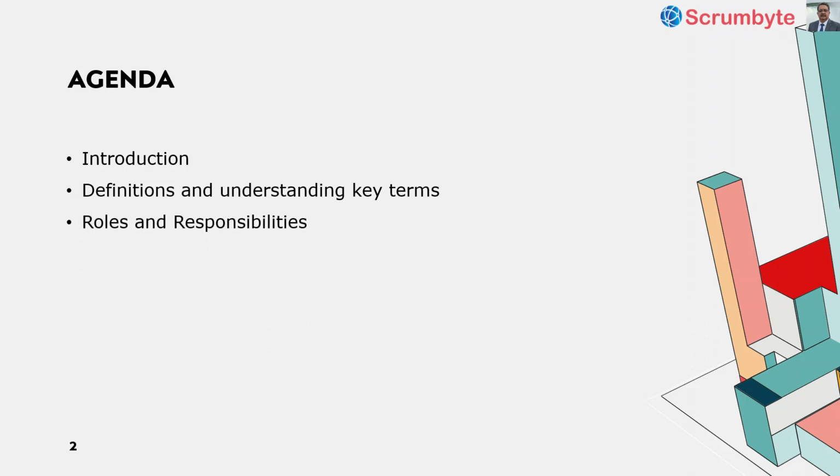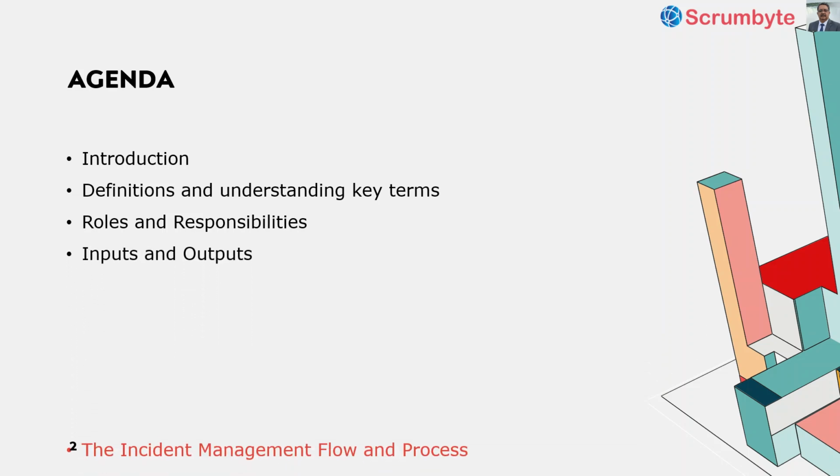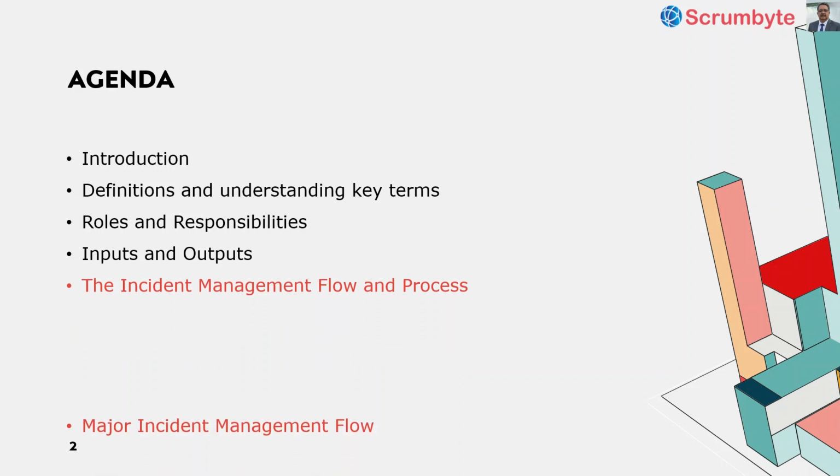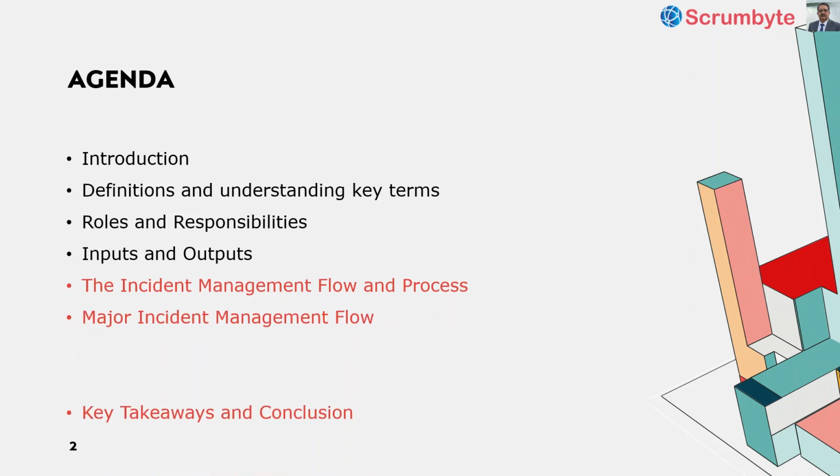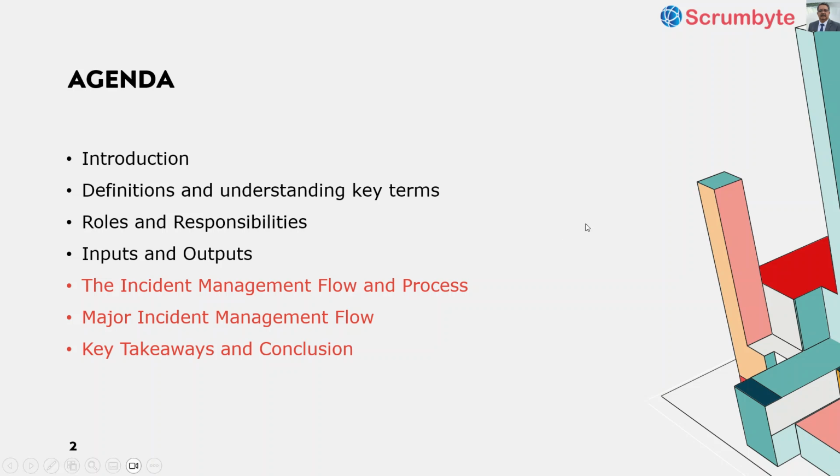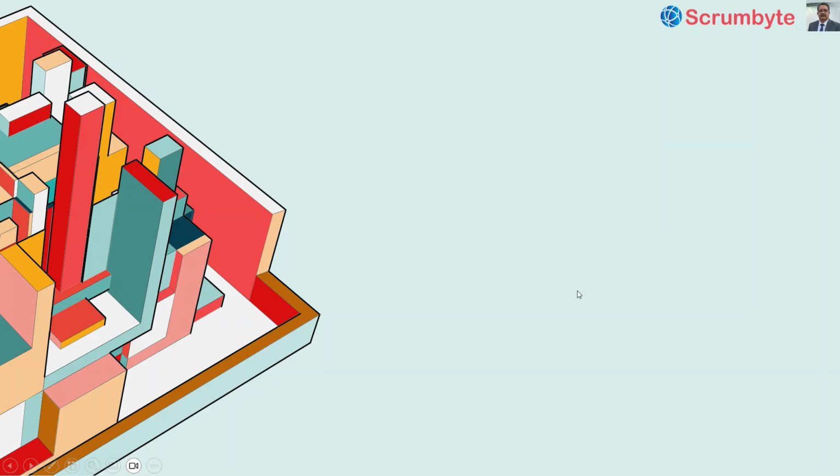We are going to look at the roles and responsibilities, as to who are the persons who are going to drive the incident management process, and we're going to look at what are the inputs and outputs. In part 2, we are going to look at the incident management flow and process. We are going to look at what is a major incident management flow, which has a slight variation, and then we look at what are the key takeaways. So let's get started.